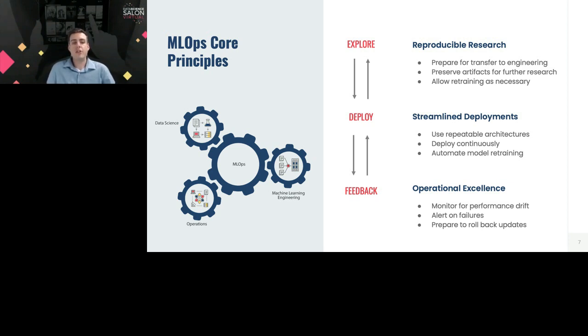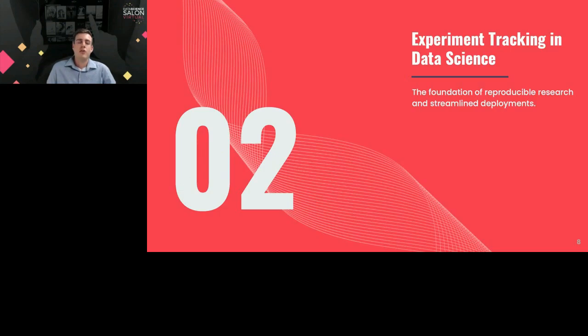On the engineering side, when we deploy, we want to streamline that process, and we want to use repeatable architectures to get there, deploy continuously, and automate model retraining. And finally, once we're operating, we need to be excellent. We're monitoring for drift, alerting on failures, and being prepared to roll back. So for data scientists, the important thing to think about is experiment tracking. This is the foundation of reproducible research, and it gets us ready for streamlined deployments later.